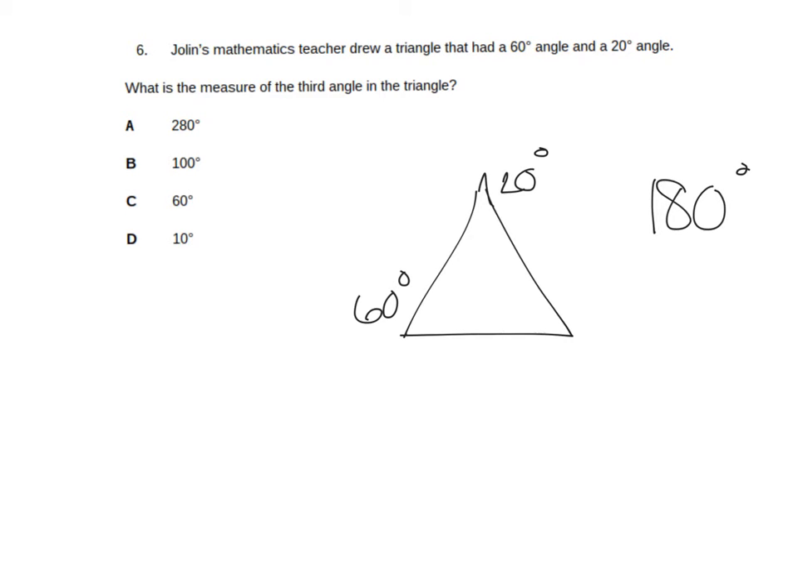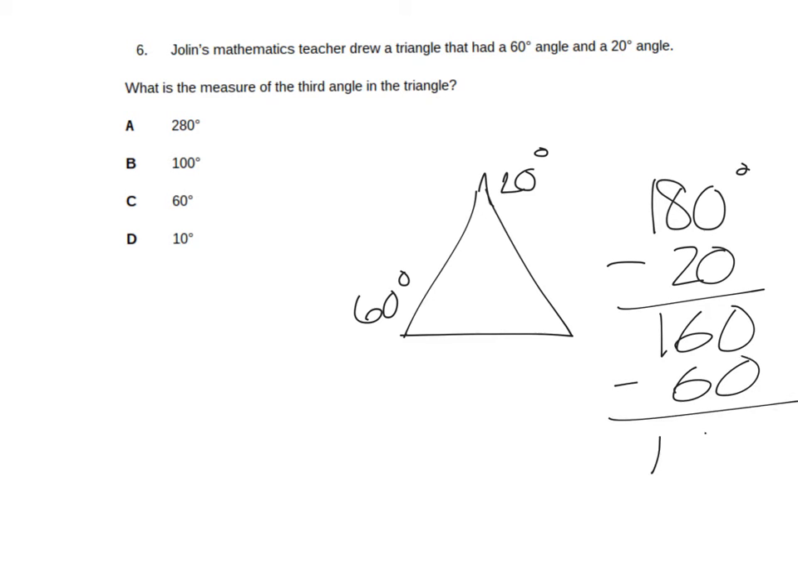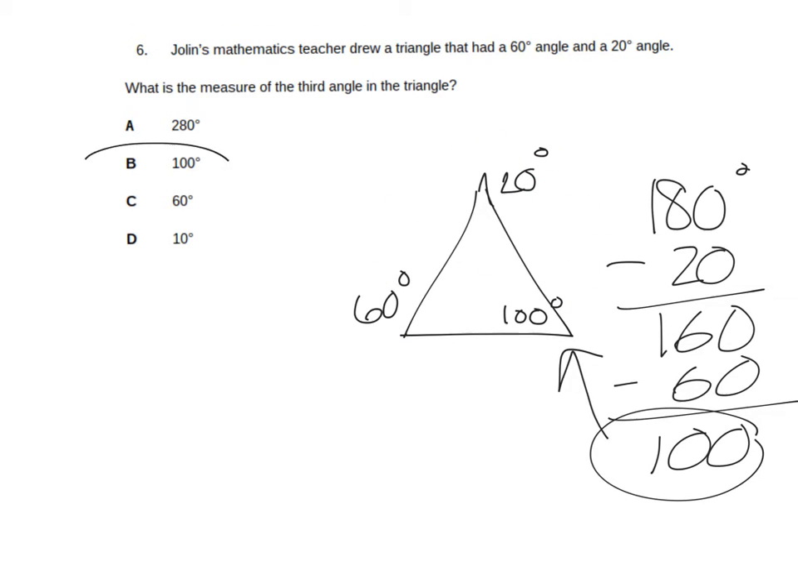So what I can do is subtract the angles that I know. Okay, so if I subtract the 20, I get 160, and I subtract the 60, I get 100. So I know that the last angle has to be 100 degrees because all of my angles should add up to 180. So 100 plus 60 plus 20 equals 180. It's all of the angles in this triangle. So I know that my answer is B.